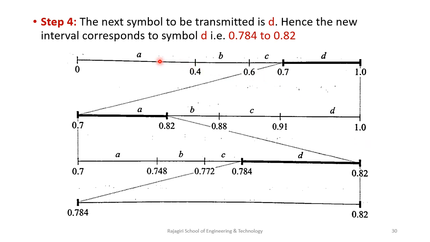Now we will consider the last symbol to be transmitted, which is D. So the subrange corresponding to D is 0.784 to 0.82. So any value within this interval can be transmitted in order to denote the message tag.